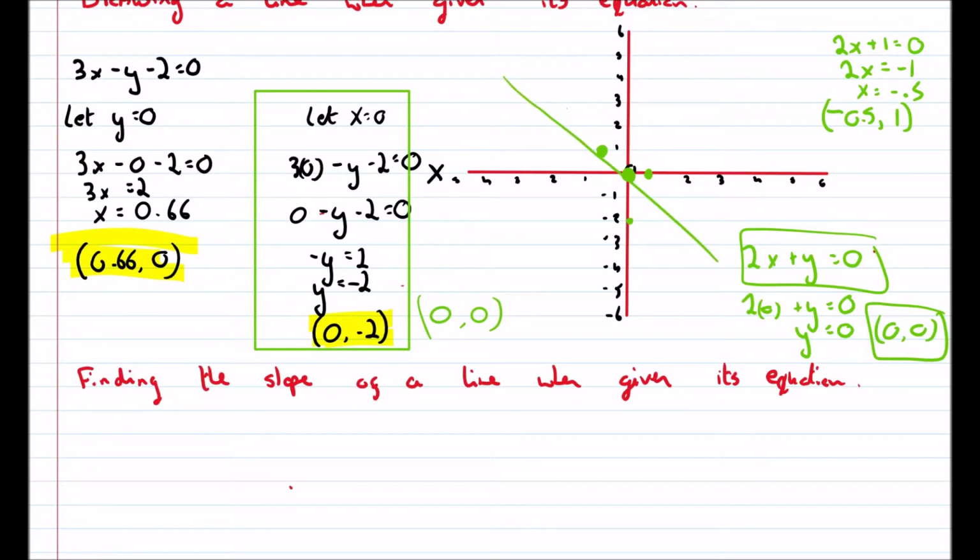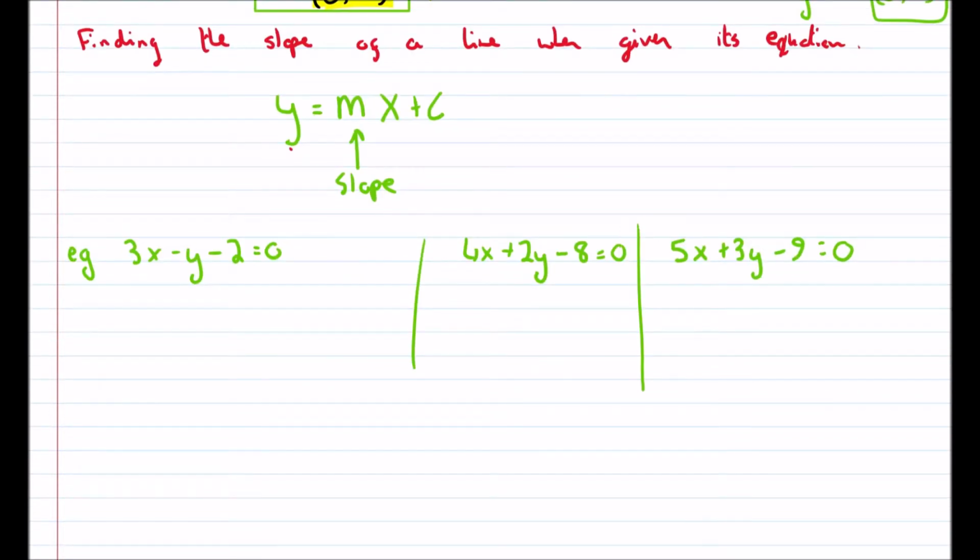Okay, hope that helps. And the last thing I'm going to show you is finding the slope of a line when you're given its equation. The easiest way to do this is to just rewrite your equation in this form, having your y first and letting it equal your x term plus whatever number is in the equation, and whatever number is in front of the x, that's your slope. It makes sense when I do it. So here is my equation. I want to rewrite that with y first and let it equal everything else.